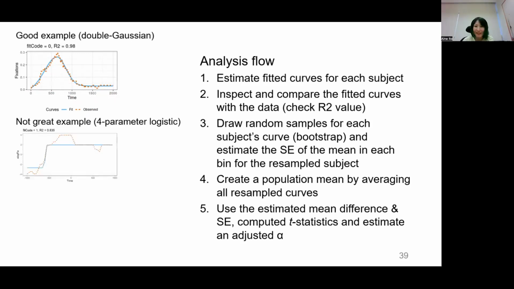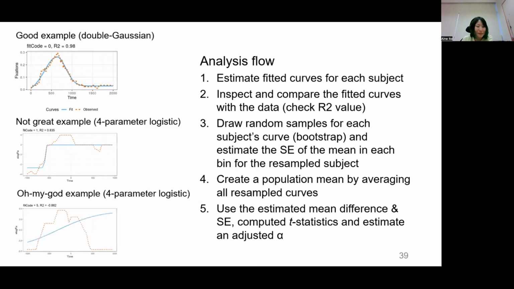A not-so-good example looks like this. This is trying to fit the 4-parameter logistic to the observed data, and it's not really doing a great job. We can see, for example, at this point, the observed data is not very close to the fitted curve. There's even worse data, again fitting a 4-parameter logistic. In this case, only at these two points is the observed data close to the fitted curve, and it's really a terrible fit. So you shouldn't proceed if your fit looks like this.